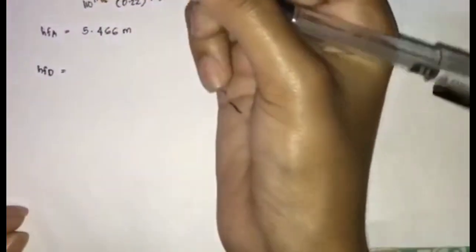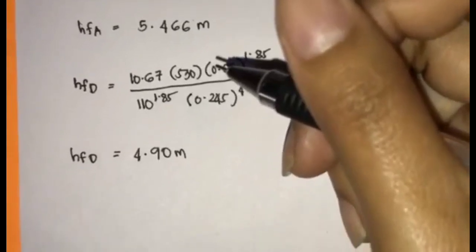So with the same process, we will get the head loss at line D using the same formula. So plug in the value of line D. We have 10.67, the length of 530 times the discharge of 0.06 raised to 1.85 over the C coefficient 110 raised to 1.85 times the diameter 0.245 raised to 4.87. So plug in the calculator, we get head loss at D is equal to 4.90 meters.